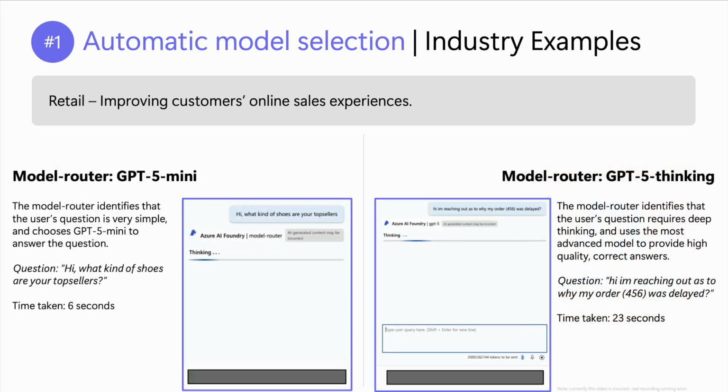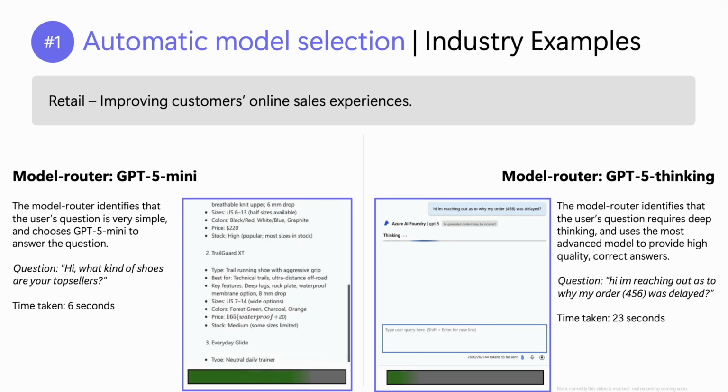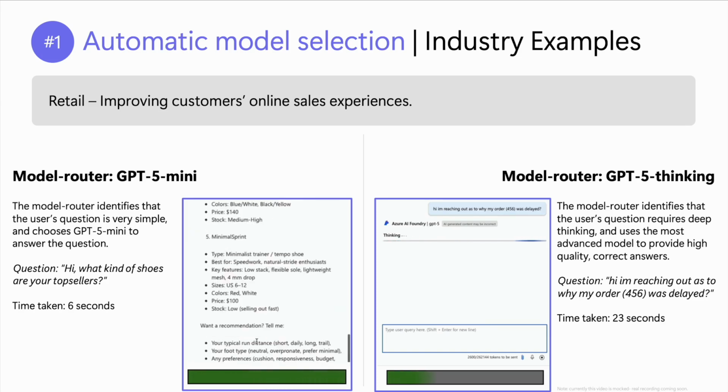Now, what we can see here is the model on the left. Both are using the model router. On the left, we're asking a question: what kind of shoes are your top sellers? And you can see the model comes back with a response in under 6 seconds, 2 seconds to start streaming and 6 seconds to finish.